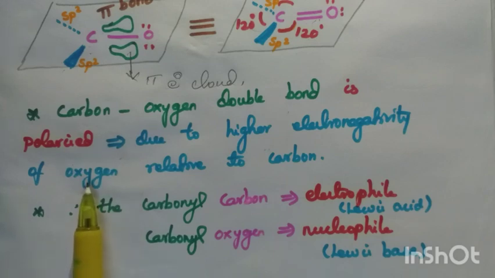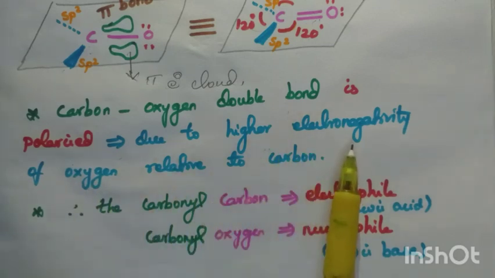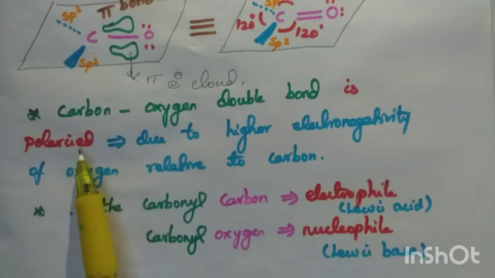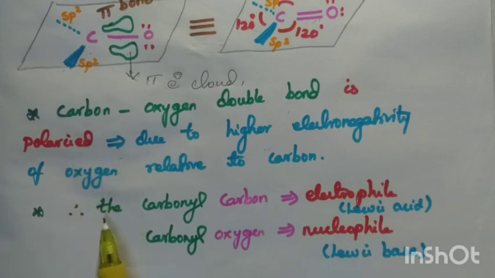In the periodic table, fluorine is highly electronegative, and next to that is oxygen. So the polarization is due to the high electronegativity of oxygen. Compared to carbon, oxygen is highly electronegative, so the carbonyl bond has a tendency to be polarized.